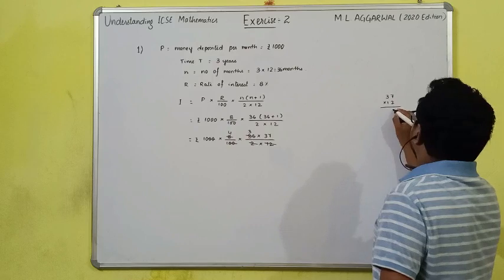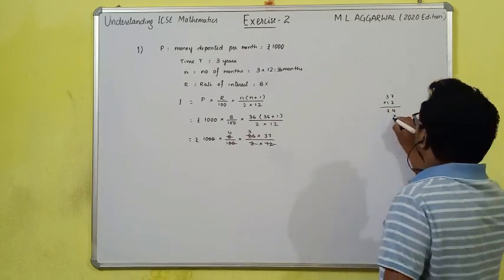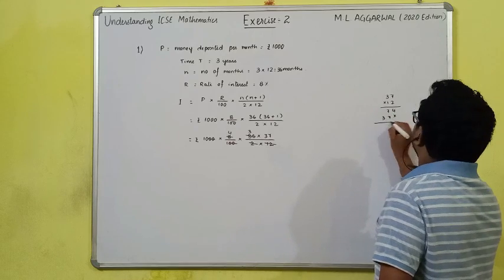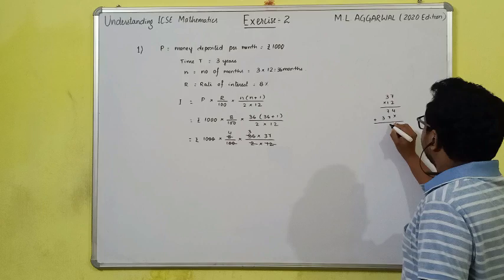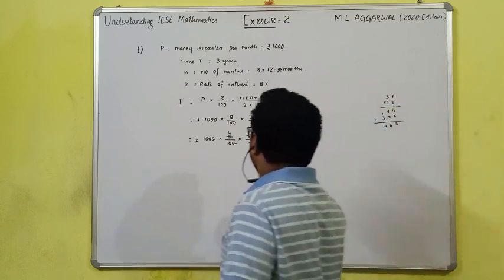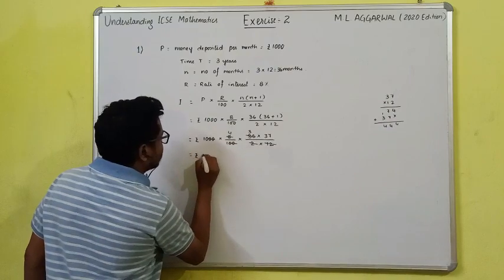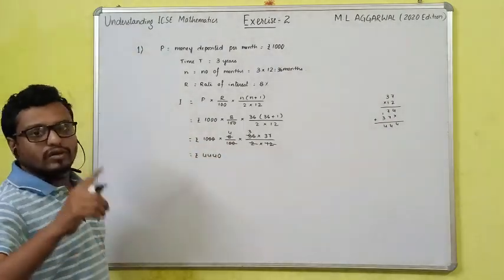So here 37 2s are 74, into 37. See here 4, here it will be 14, 1 here. So 4 4 4 0. So interest will be 4440.